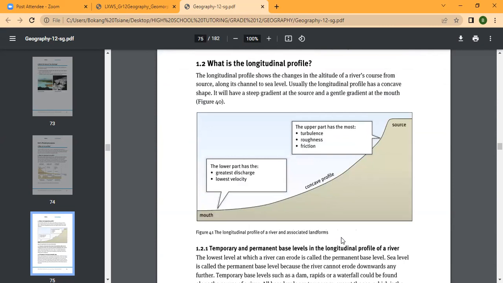What we've said is illustrated in this picture. We have the source, we have high friction, we have roughness, and we have turbulence. So the velocity of the river is very high. And then when we get here, we have the lowest velocity, and we have the greatest deposition. So at the source, erosion occurs. At the mouth, deposition occurs. And then in between, deposition and transport occurs at different rates depending on the profile of the river. And we're gonna look at that in more detail.